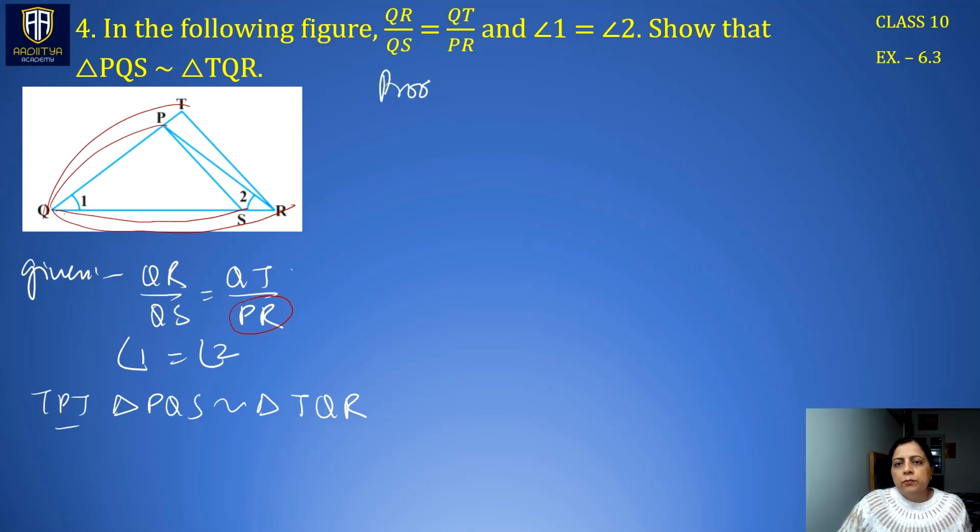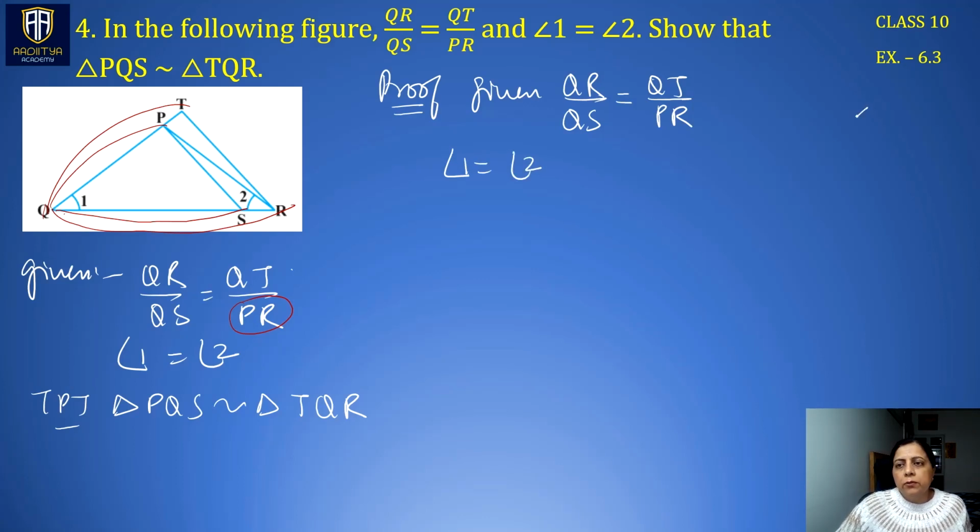Now we come to the proof part. Given that QR upon QS is equal to QT upon PR, right? This is given to us. Now, this is also given that angle 1 is equal to angle 2. And we know that if in a triangle, if the base angles are equal, then the corresponding opposite sides are also equal, so that it becomes an isosceles triangle.